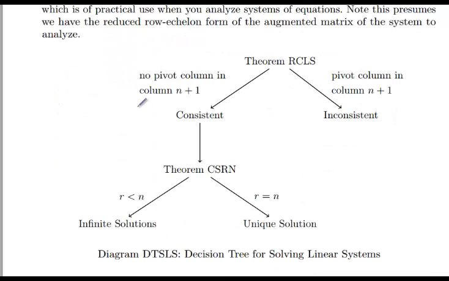So here's a good diagram. If the last column, the n plus 1 column, is a pivot column, you have an inconsistent system. If the last column is not a pivot column, you have a consistent system. In this case, you can count the number of free variables. If R is less than n, which means there are free variables, because the number of free variables is n minus R, there are infinitely many solutions. And if there are no free variables, R equals n, you have a unique solution.